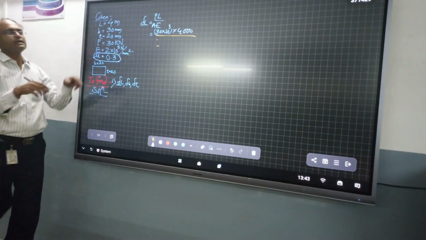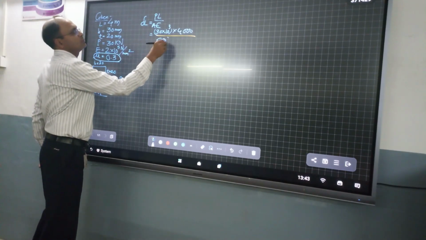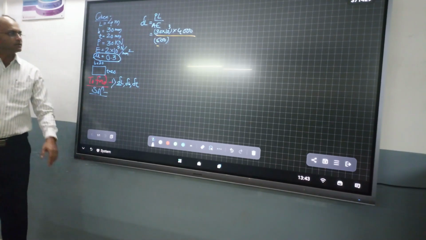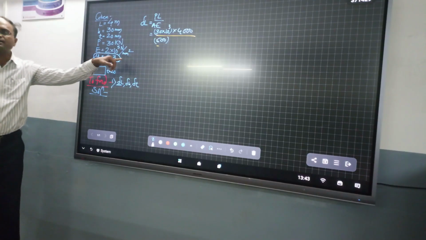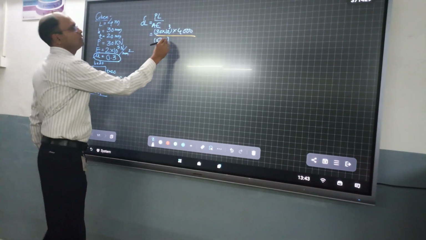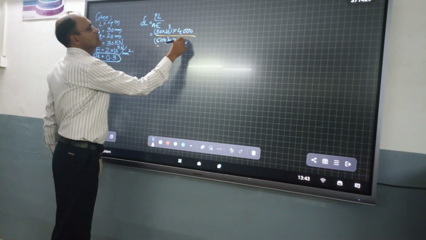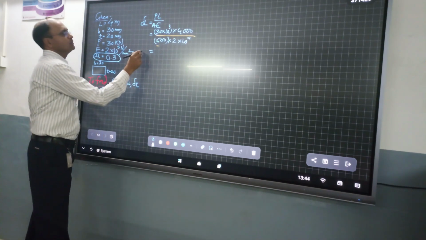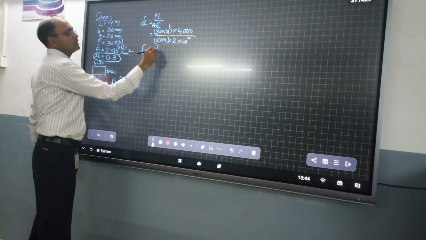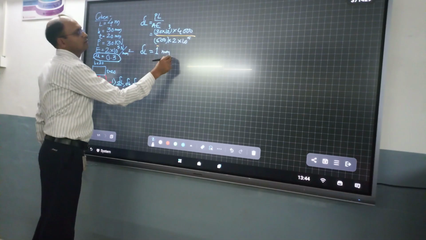B into T, it is a rectangular section. So 30 into 20, that is 600. I am directly putting the value. The value of E is given in Newton per millimeter square, we have to keep it as it is, 22 into 10 raised to 5. This will give the value of delta L, in units of millimeter.